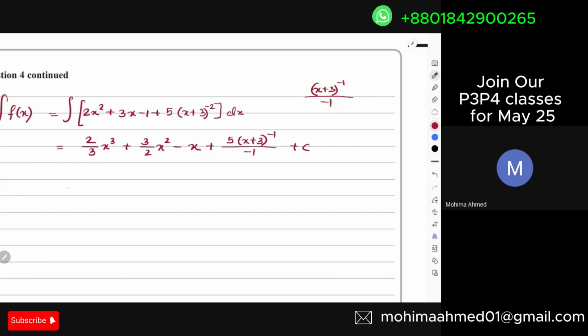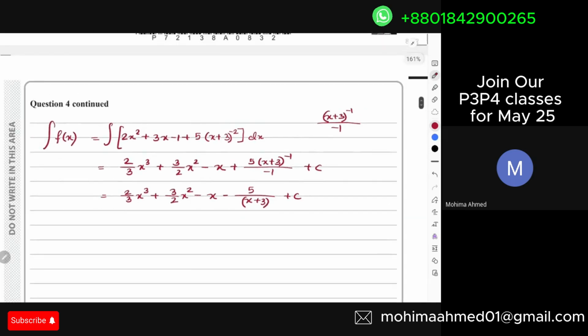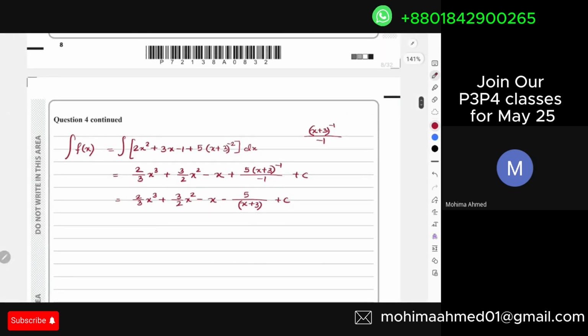If you simplify this, you get 2 by 3 x power 3, 3 by 2 x power 2 minus x. This minus 1 and plus 1 is just going to be minus 5. And also in this part you have minus 1, so you should write this down in the denominator: x plus 3, plus c, right? And this is your final f of x integrated format. Other than this, you don't have to write anything else.